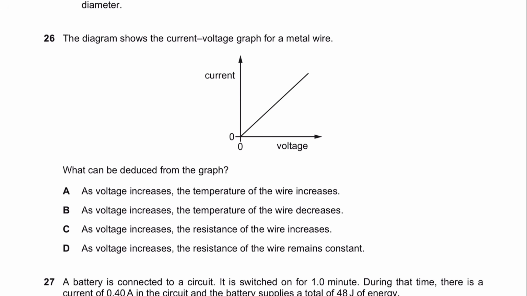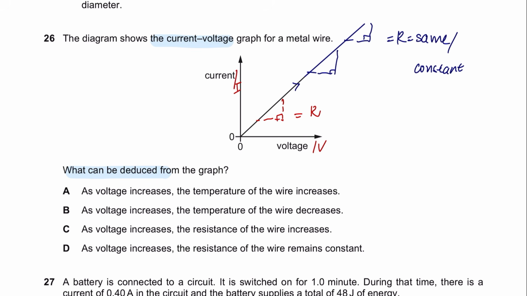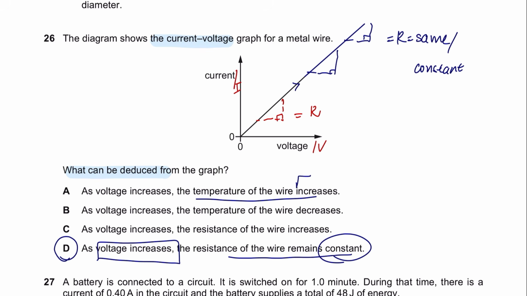Question 26. The diagram shows the current-voltage graph for a metal. What can be deduced from the graph? This is a graph of voltage versus current, and remember that the gradient of the graph here is your resistance. You can see that as the voltage increases, the gradient of the graph is unaffected, meaning that the resistance will always be the same, or in other words, constant. So as voltage increases, the resistance of the wire remains constant. Your answer is D. The temperature of the wire usually increases depending on the resistance in the circuit. The higher the resistance, the higher the temperature.